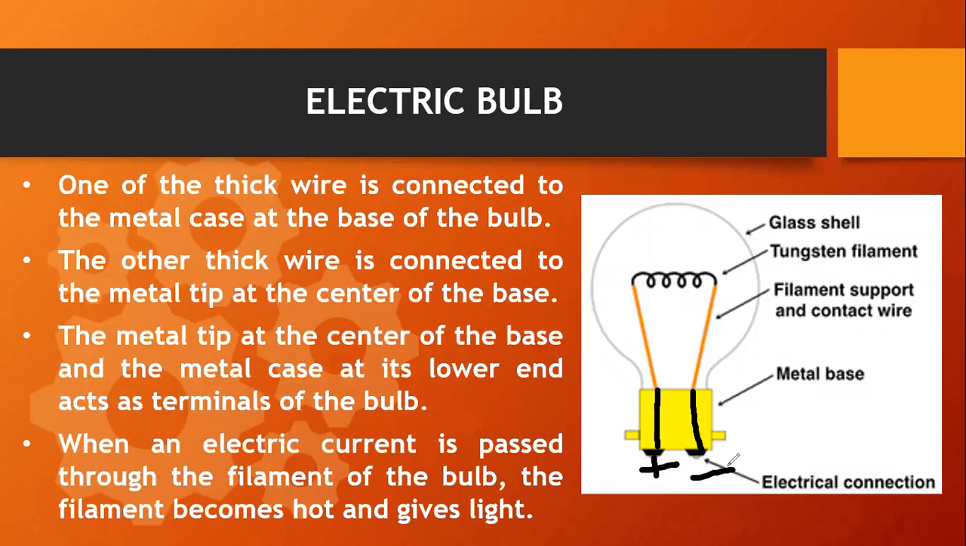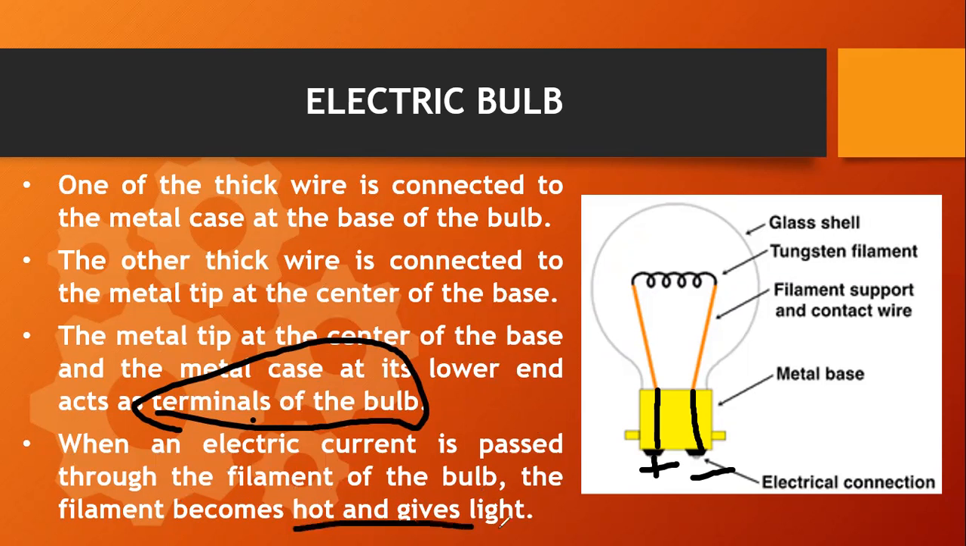आप इसको opposite भी कर सकते हैं. ठीक है? So as you can see, one of the thick wires is connected to the metal case at the base of the bulb, and the other thick wire is connected to the metal tip at the center of the base. Okay, the metal tip at the center of the base and the metal case at its lower end act as terminals of the bulb, right? So these are acting like the terminals of a bulb.